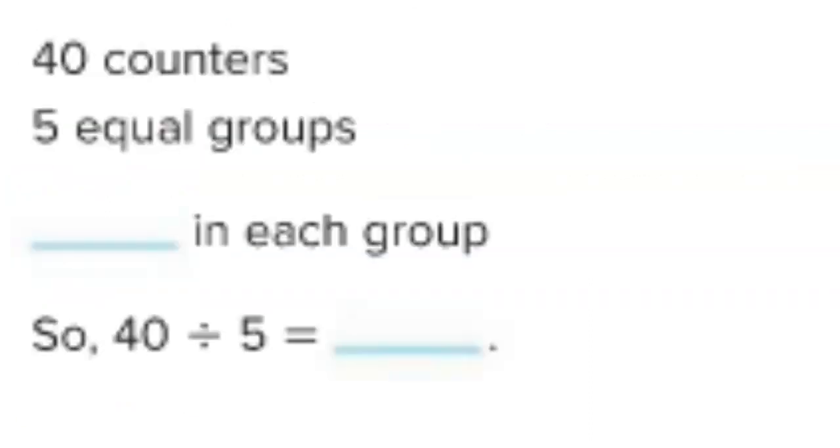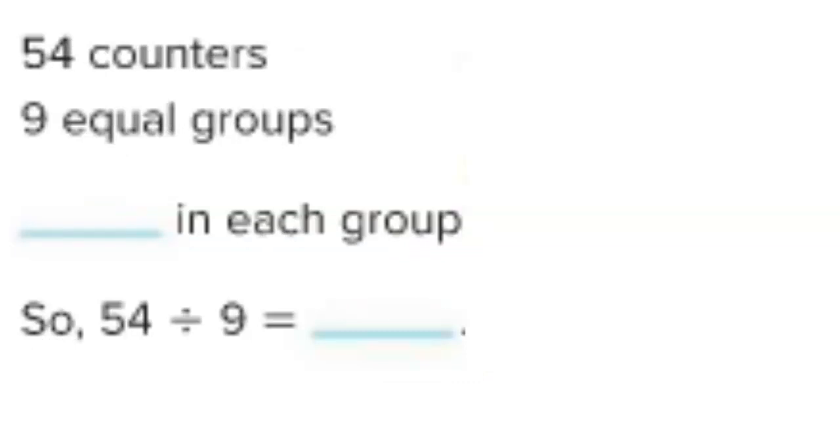Let's do 40 counters into 5 equal groups. That would tell us that there are 8 in each group. A way that you could figure that out is you could count by 5s until you get to 40. So 5, 10, 15, 20, 25, 30, 35, 40. And you would have 8 fingers held up, or you counted 8 fives. So 40 divided by 5 is equal to 8.